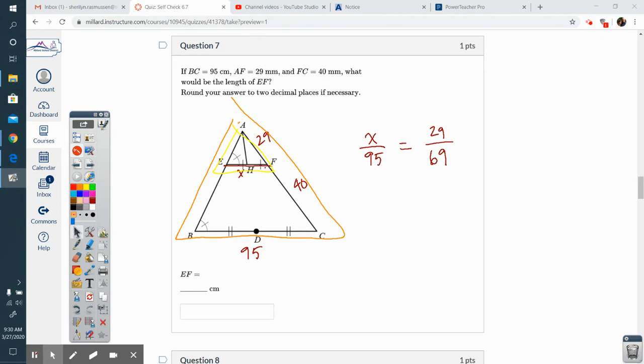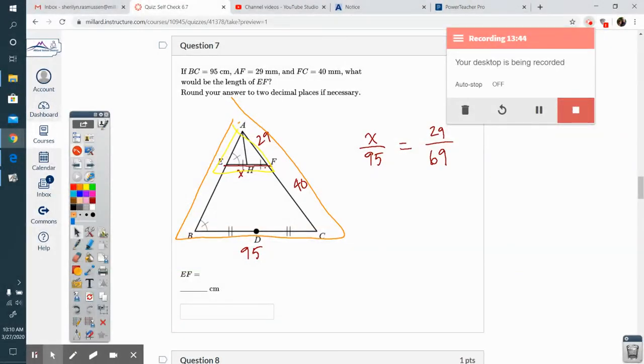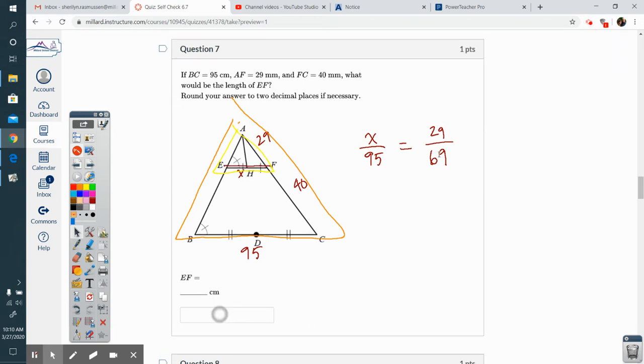Okay, so I can't remember where I was at before because it was a little bit ago, but you'll just multiply 95 times 29, divide by 69 to complete this. So I'm grabbing my calculator, 95 times 29, divide by 69, and that equals 39.93 to 2 decimal places. Okay, so that would be EF is X. That's what we solved for.